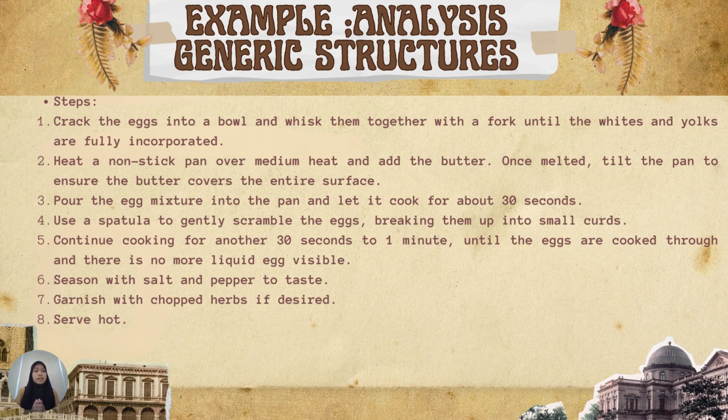First, crack the eggs into a bowl and whisk them together with a fork until the whites and yolks are fully incorporated. Second, heat a non-stick pan over medium heat and add the butter. Once melted, tilt the pan to ensure the butter covers the entire surface. Pour the egg mixture into the pan and let it cook for about 30 seconds. Fourth, use a spatula to gently scramble the eggs, breaking them into small curds. 5. Continue cooking for another 30 seconds to 1 minute until the eggs are cooked through and there is no more liquid egg visible.